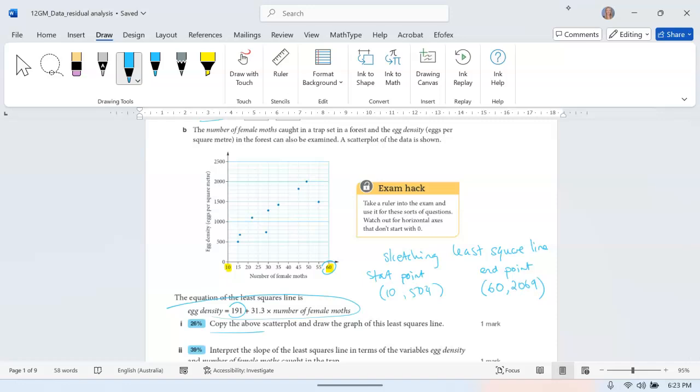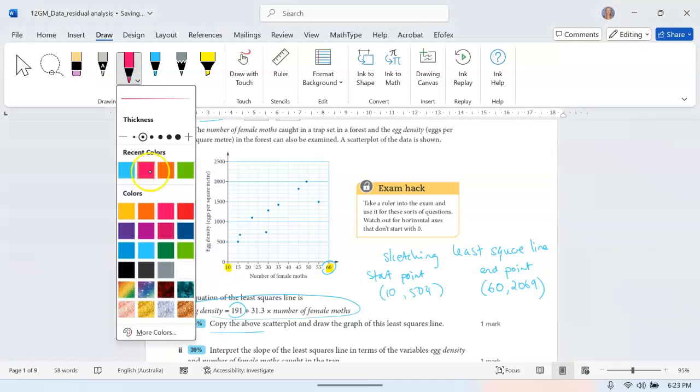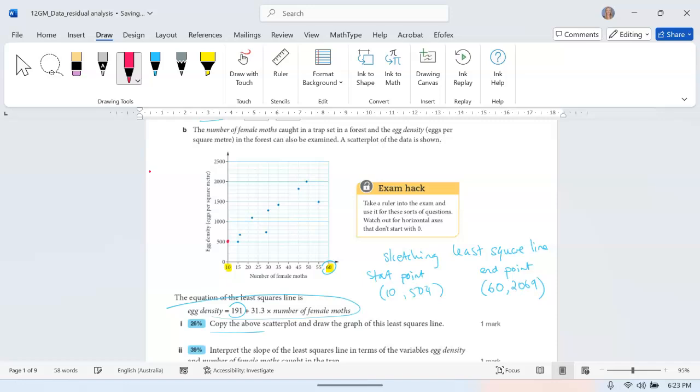So when we're plotting it, we've got 10, 504, which is awesome because we can see that's going to be, let's do that in a different color so it's a bit easier to see. It's my pink. So we just plot it there. We're going up by 100 each time, so it's okay to be on 500 or slightly above 500. Then our other endpoint at 60 is 2,069. Now, this one's a little bit harder. We're going up by 100 each time, so 2,100, 2,200, 300, 400, and then we're at 2,500. So your dot has to be between those two lines.